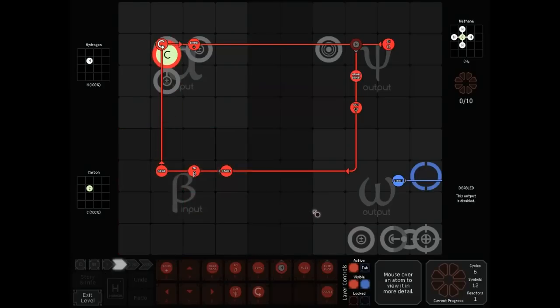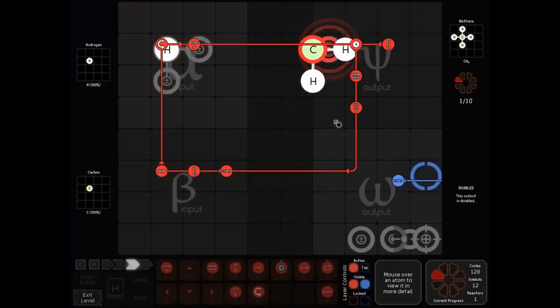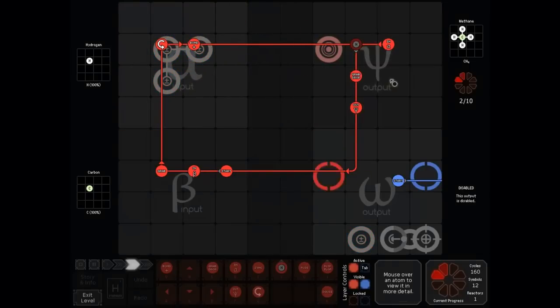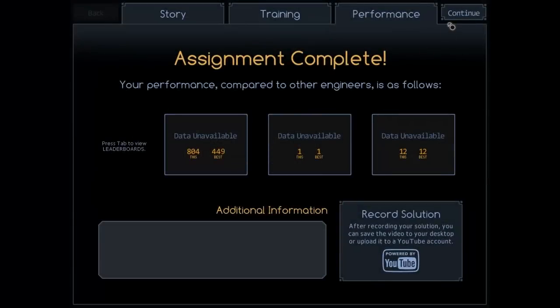Now some people submitted this solution. It's exactly the same thing, except instead of a vertical line, the atom moves in a horizontal line back and forth, adding hydrogen. Since the horizontal line is a lot longer, it takes a lot more time, so this solution ends up being a little bit slower. 804.